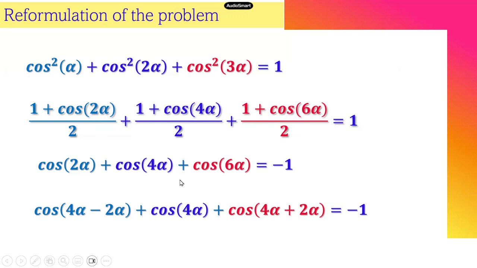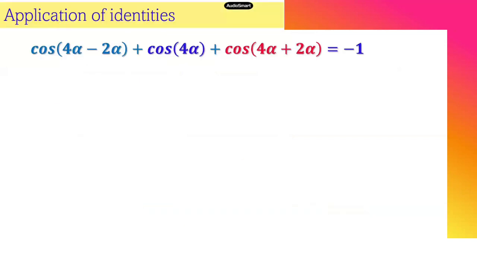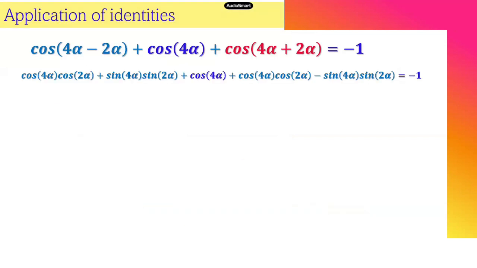to minus 1. Now for our purpose, we rewrite 2 alpha as 4 alpha minus 2 alpha and 6 alpha as 4 alpha plus 2 alpha. From here you can use any other method or any other way you can express it, but this will be maybe the easier one. Now we extend it using the cosine A minus B and cosine A plus B formulas, and we'll see how it comes. So this we extend.